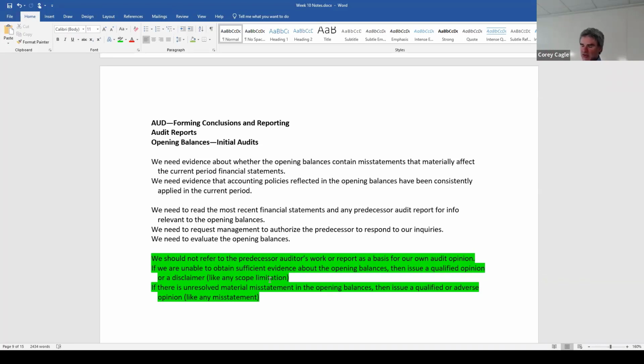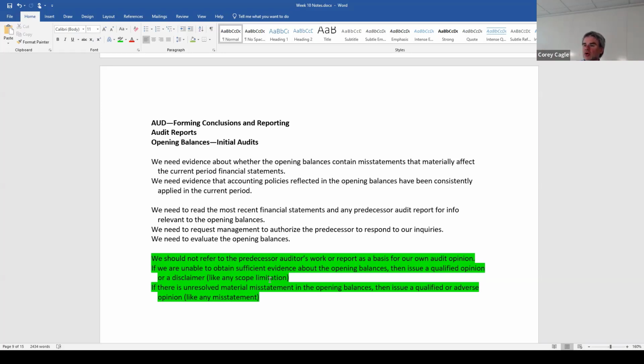So as an auditor with this new audit, what do we need to do regarding those last year balances, which are our opening balances for this year? We need evidence about whether they are good, right? At least materially speaking, right? We need evidence about whether those balances have misstatements that affect the current period financial statements. We need evidence that the accounting policies that are reflected there are consistently applied in the current period, right?